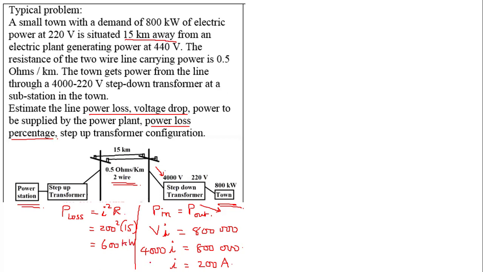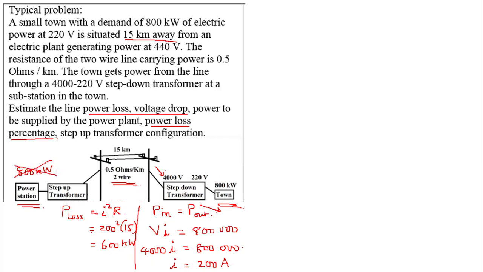You see, it's a very simple problem if you understand the basics here. So the power loss is 600 kilowatt. What that means is the power station cannot supply just 800 kilowatt. Why? Because if I supply 800 kilowatt here, by the time it reaches the town, it will be 800 minus 600, which means I'll be getting only 200 kilowatt, which is not acceptable.